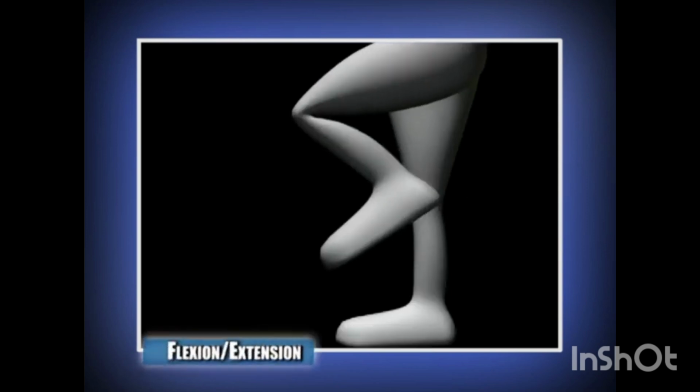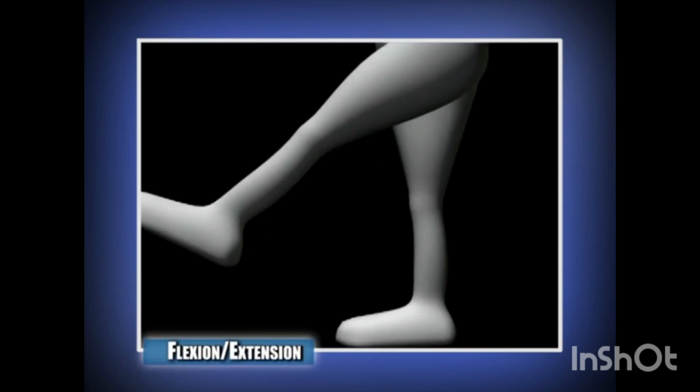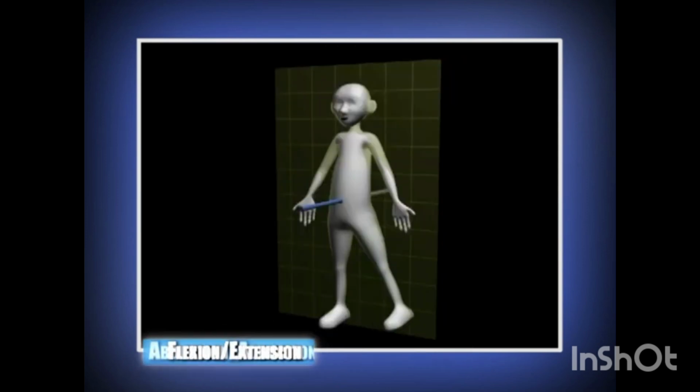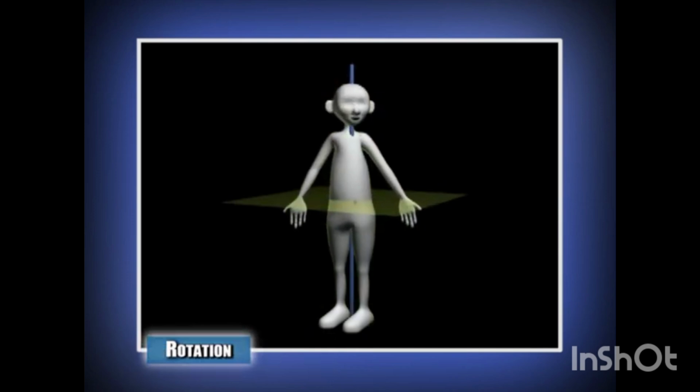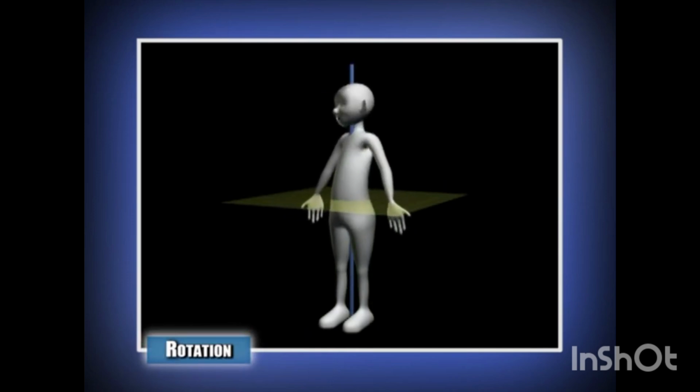To recap, flexion and extension take place in the sagittal plane about a frontal horizontal axis. Abduction and adduction take place in a frontal plane about a sagittal horizontal axis. And rotation takes place in a horizontal plane about a vertical axis.